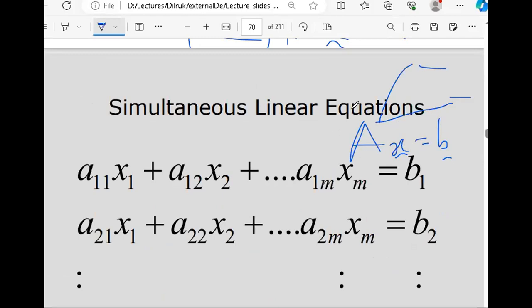So if this matrix is full rank, this system has a unique solution. If this matrix is not full rank, with rank lower than n, then it could be either: the system has either infinitely many solutions or no solutions. That depends on the right hand side. Does that make sense?